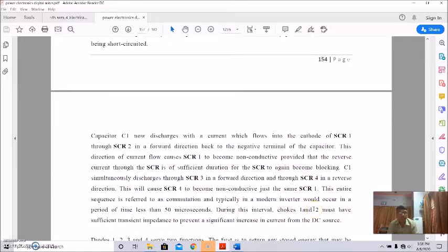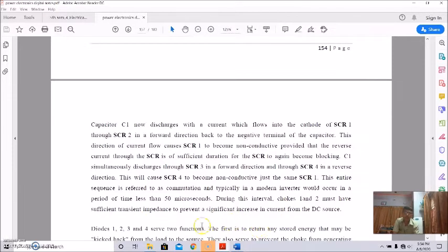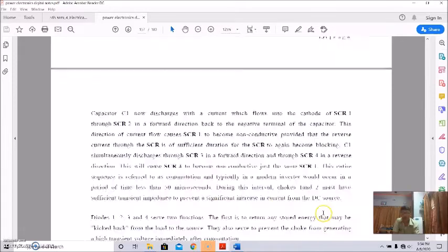This entire sequence is referred to as a commutation, and typically in a modern inverter it will occur in a period of time less than 50 microseconds. During this interval, chokes 1 and 2 must have sufficient transient impedance to prevent a significant increase in current from the DC source.